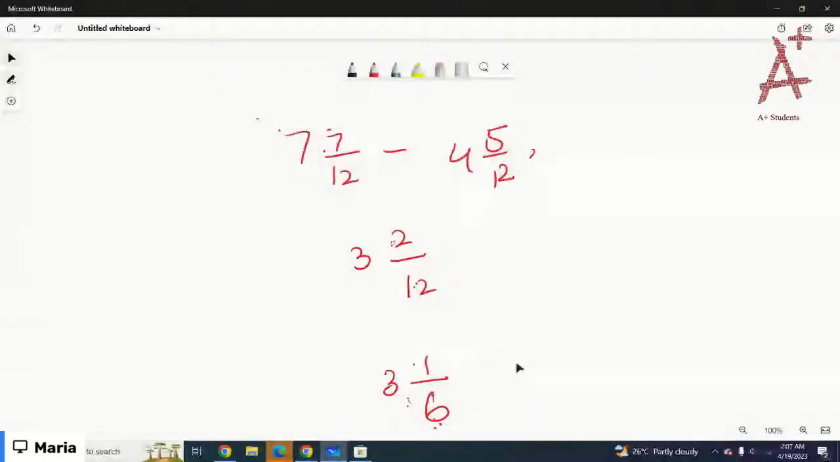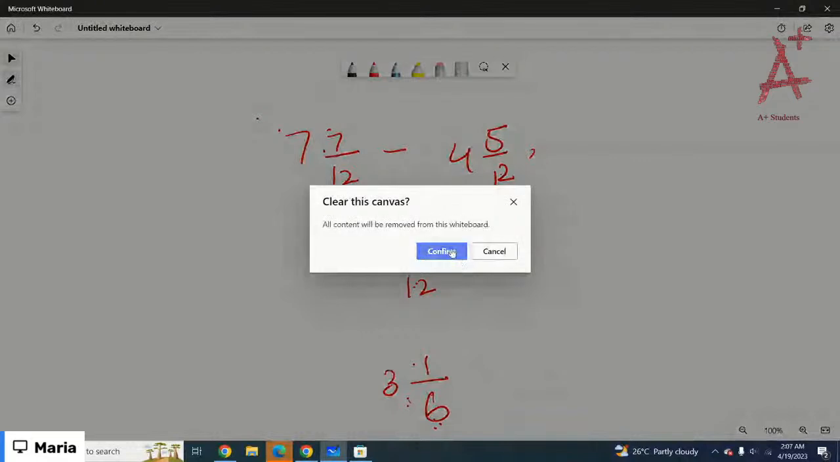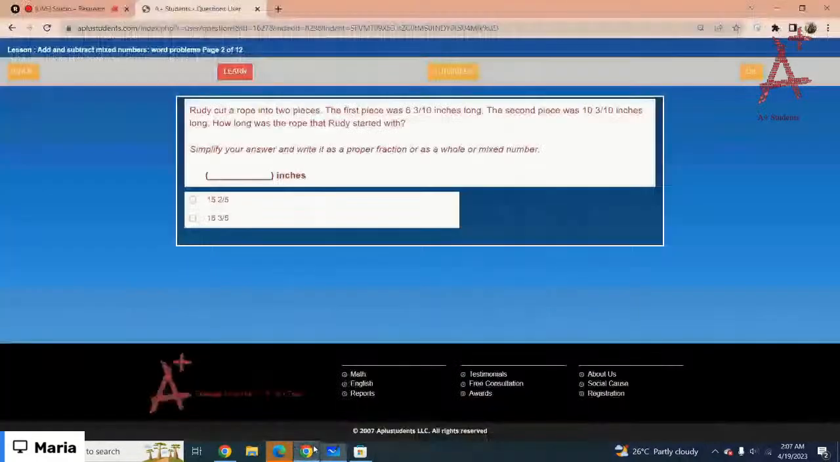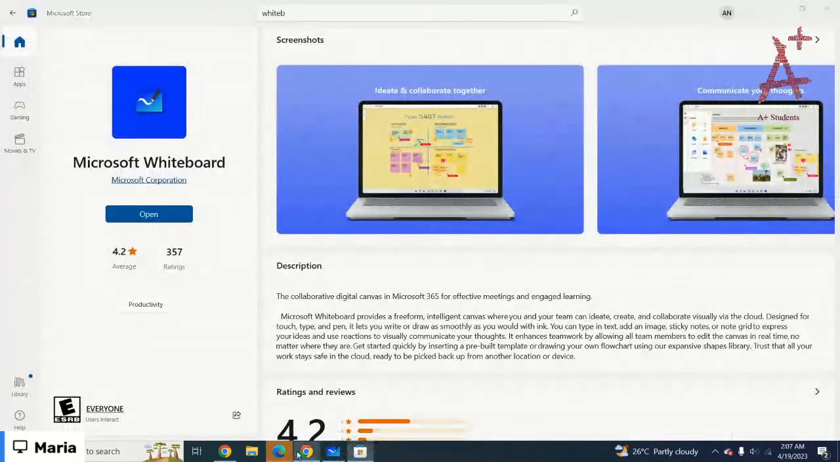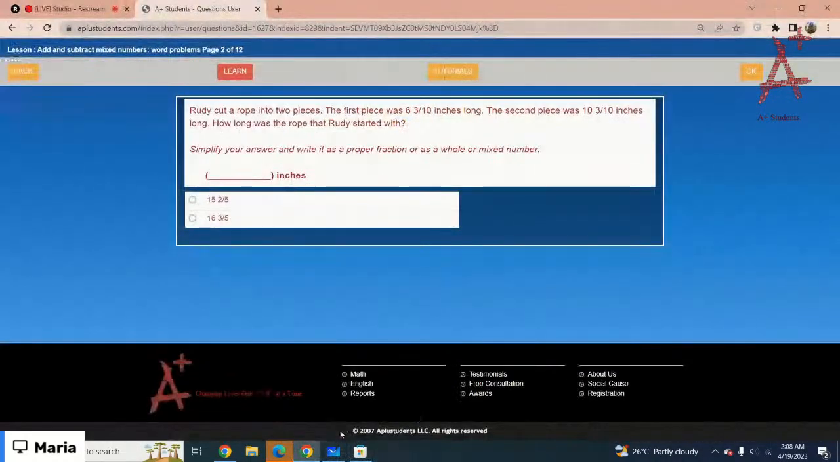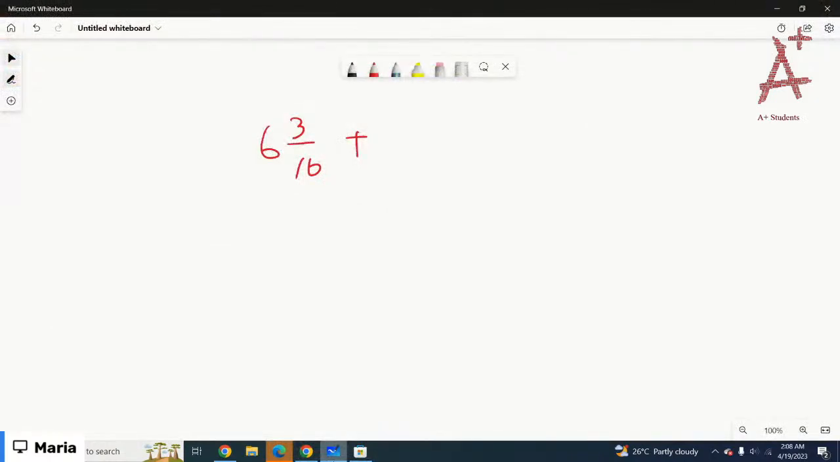I have to add them. Let me just write them down on the board. Then we have to add 6 whole 3 over 10 plus 10 whole 3 over 10. See, both the fractions have the same denominator. We simply need to add them.